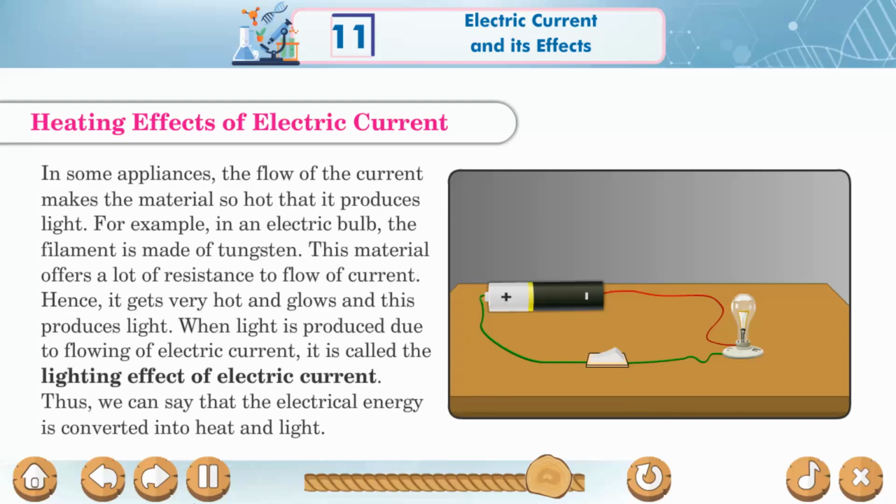In some appliances, the flow of the current makes the material so hot that it produces light. For example, in an electric bulb, the filament is made of tungsten. This material offers a lot of resistance to the flow of current. Hence, it gets very hot and glows, and this produces light. When light is produced due to the flowing of electric current, it is called the lighting effect of electric current. Thus, we can say that electrical energy is converted into heat and light.